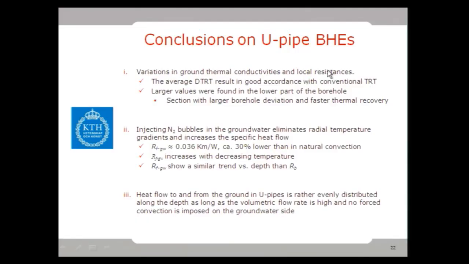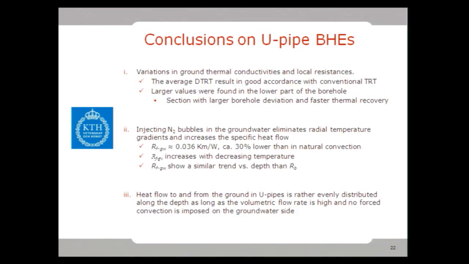So from the U-pipe borehole heat exchangers, my conclusions were: variations in the ground thermal conductivities, the borehole thermal resistance and the local thermal resistance were found at the local level. The average result from the DTRT is in good accordance with the standard TRT, or thermal response test, in terms of the thermal conductivity.